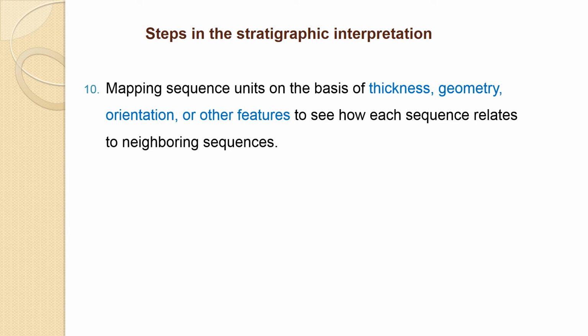Next, we will map the sequence units on the basis of thickness. We will check the thickness everywhere. Where the thickness is similar, we can tie them, like a correlation. So based on thickness, geometry, orientation and other features, we see how each sequence relates to neighboring sequences. So you will have a nice figure, and you will know more about the sequences.